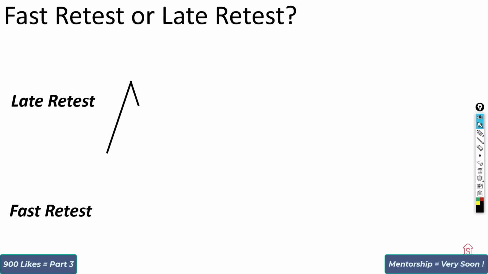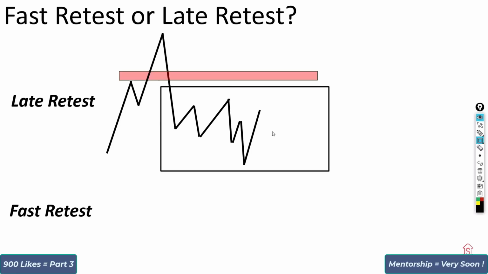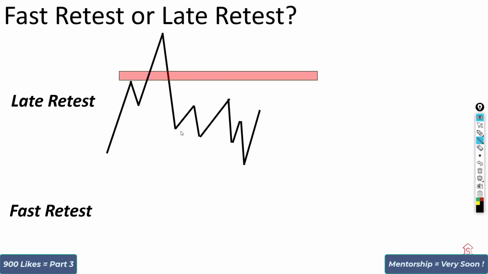We have this A, B, C, and then we break this, okay, QM level activated, and we are waiting for price to come up and take our sell trade. But look what price does. It comes up, rejects again, comes up, and again rejects, okay, comes up, creates ABC to the downside, it goes up again. It's just playing around. It's not coming up super fast. It's not coming up like the previous example, very straightforward.